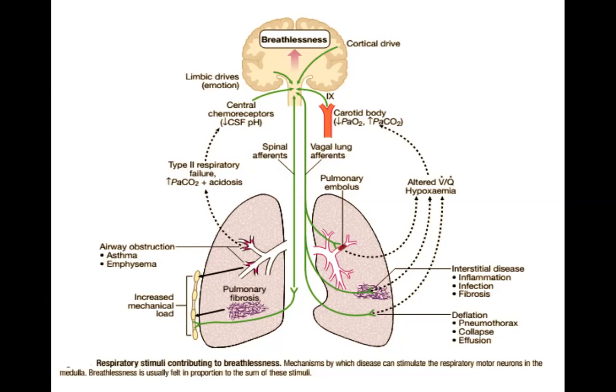This screen shows you different areas that could be affecting your CO2 or your PO2 or acidity, in terms of what could be going on in your lungs, where you could have airway obstruction, asthma, emphysema, pulmonary fibrosis. So anywhere where there's an increased mechanical load on your lungs, pulmonary embolus, interstitial lung disease, where there's inflammation, infection, fibrosis, pulmonary hypertension, or if you have deflation of your lung in a pneumothorax or hemopneumothorax, a collapse, or effusions. You know, a lot of our cancer patients at end stage cancer can get effusions, so a lot of buildup of fluids in the lung.